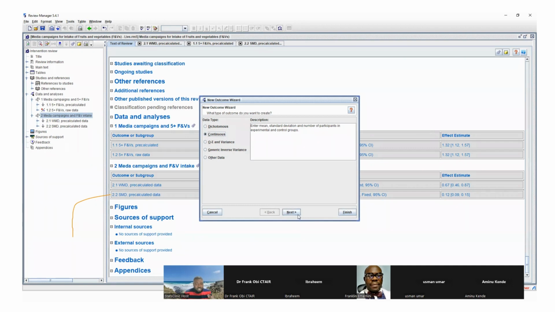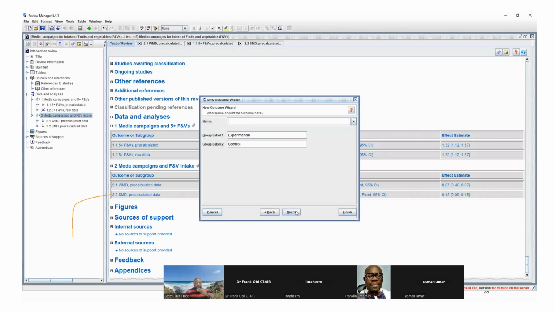If you click continuous, you click next, okay? So remember that when we use pre-calculated data, we use generic inverse variance, but here you will use continuous. To use continuous, the data that you need is the mean, the standard deviation, and the number of participants in the experimental and in the control arm. Okay, so you click next.